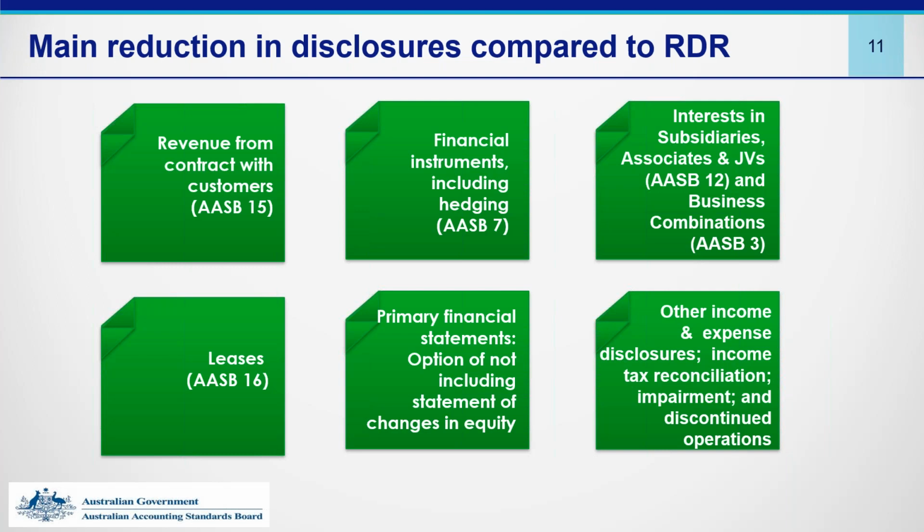So you still have to disclose your profit or loss attributable to a discontinued operation in a single line item in the profit and loss statement, but you also don't have to restate your comparatives. So less disclosures there.